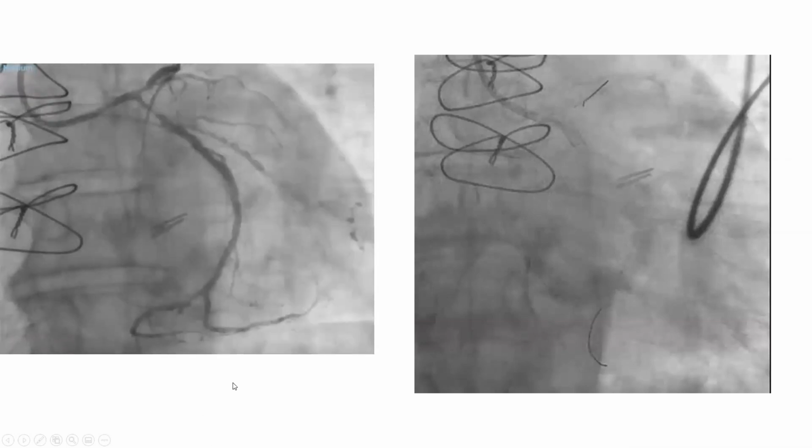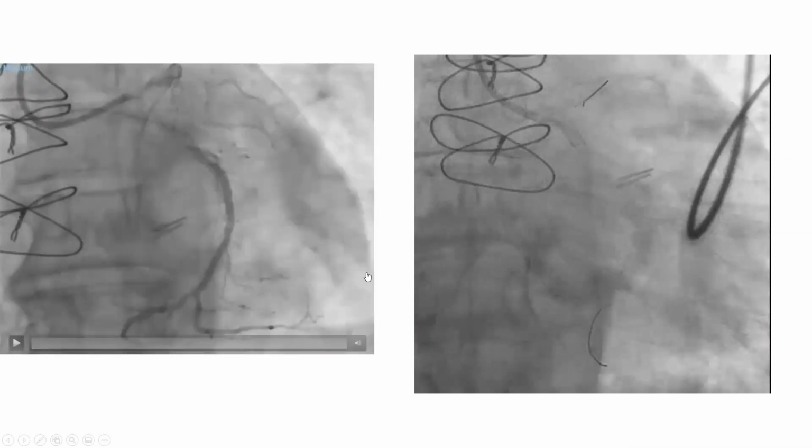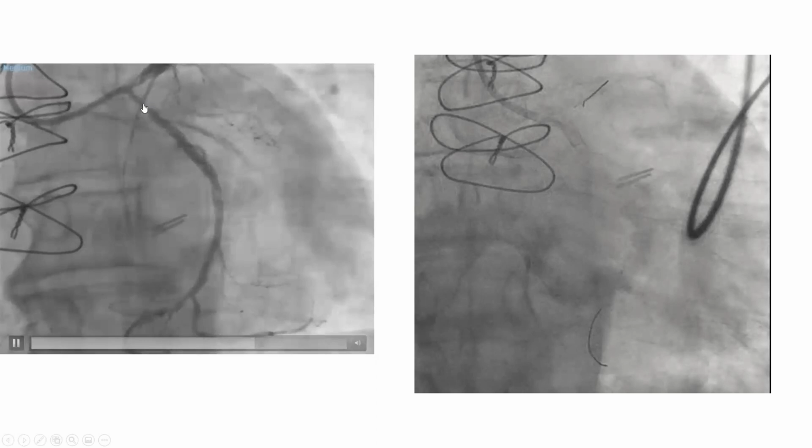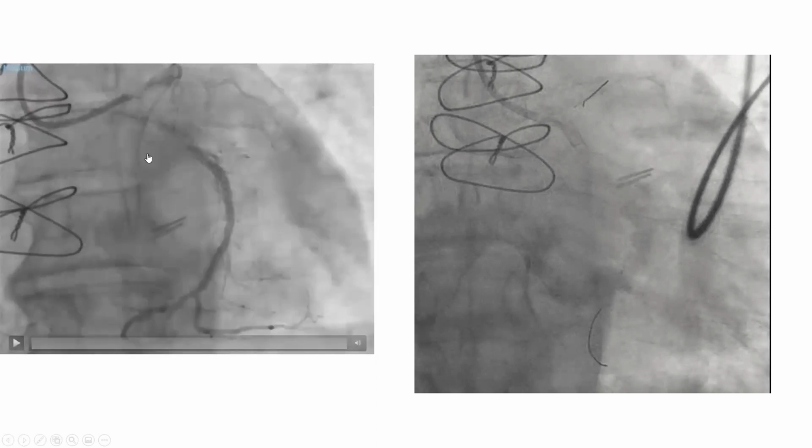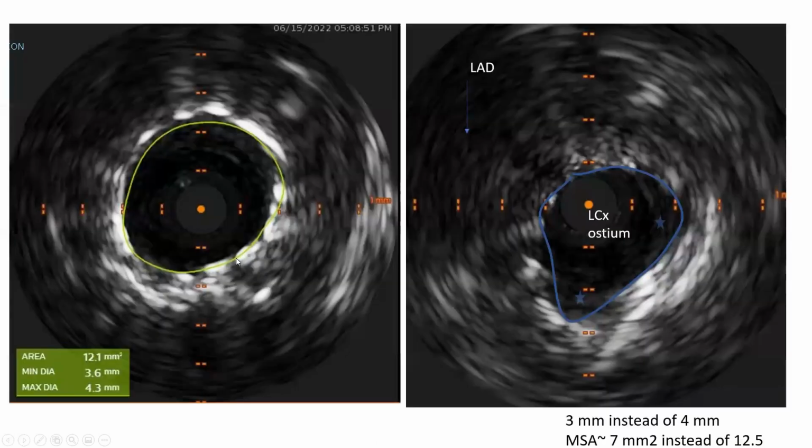This is another case. This is a patient who appears to have an ostial left circumflex instant restenosis, which looks like a mixture of underexpansion and instant tissue growth. And this is how it is by IVUS. This is the stent just proximal to the circumflex in the left main. It's well expanded, around 4 millimeter in diameter. This is a stent just at the left circumflex ostium.